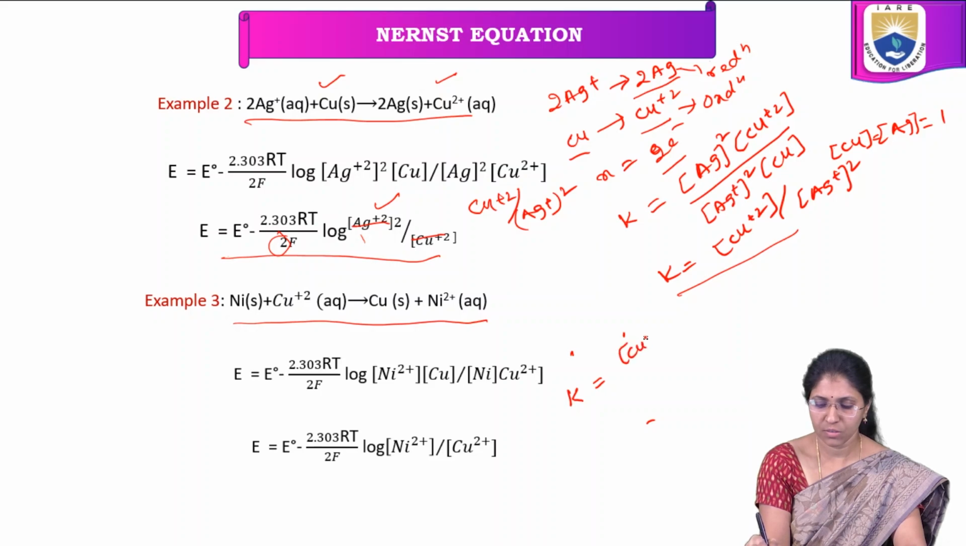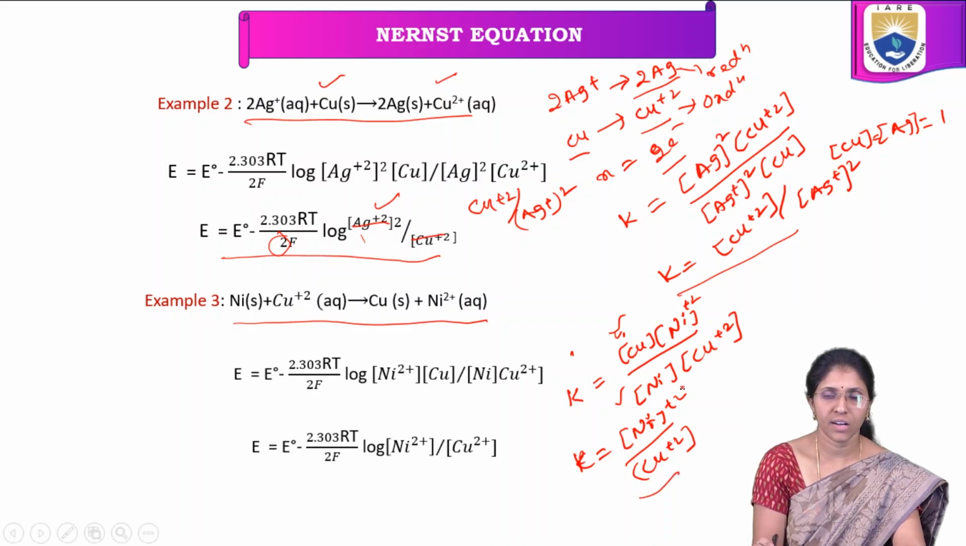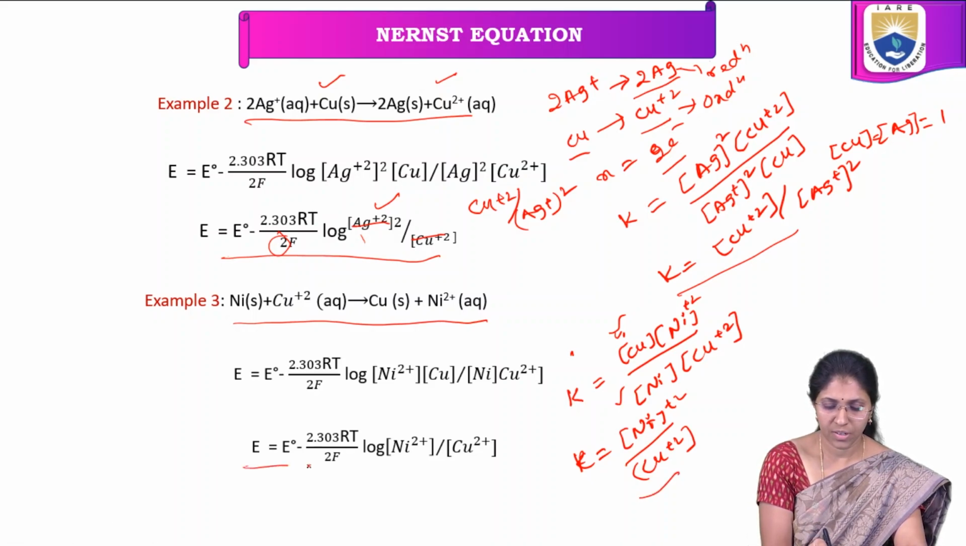For this equilibrium constant, K equals concentration of copper into concentration of nickel plus 2 by concentration of nickel into concentration of copper plus 2. We know that the concentration of copper and concentration of nickel are 1. So K equals concentration of nickel plus 2 by concentration of copper plus 2. By substituting this K value in the Nernst equation, we will get this equation. The number of electrons involved in the reaction is 2, and E equals E naught minus 2.303 RT by 2F log concentration of nickel plus 2 by concentration of copper plus 2.